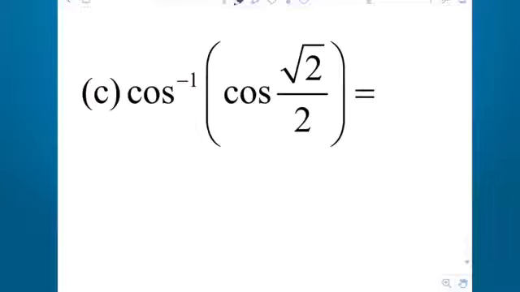Okay. Inverse cosine of square root of 2 over 2.